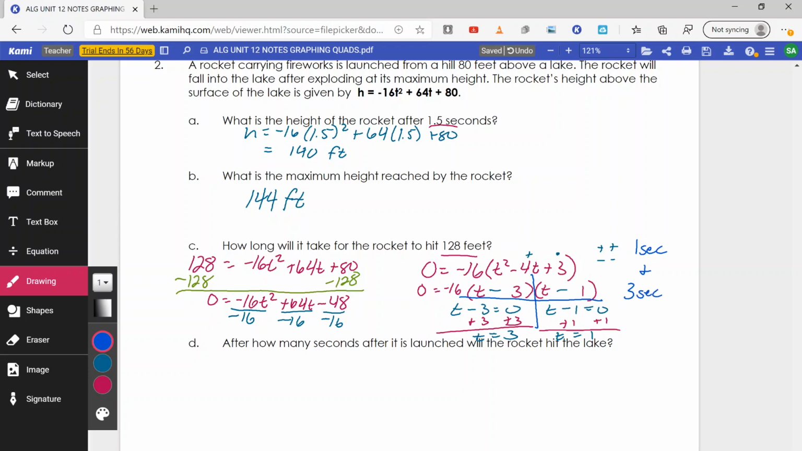So this means I went up. At 1 second, I hit 128 feet, and in between the 1 second and 3 second mark, I went up and came back down, and I hit 128 feet on my way back down at the 3 second mark.